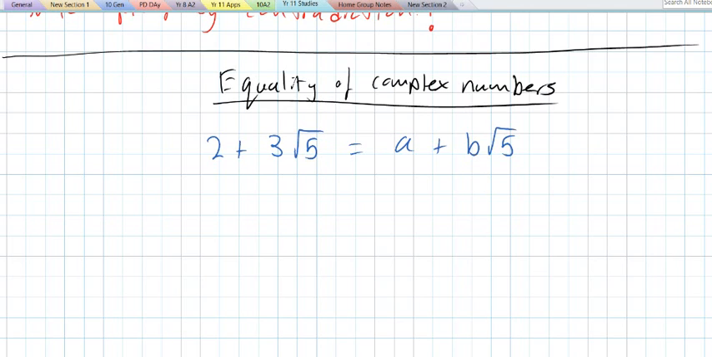Similarly with imaginary numbers, we can say that if we have a plus bi, and that equals c plus di, then a equals c, and b equals d.